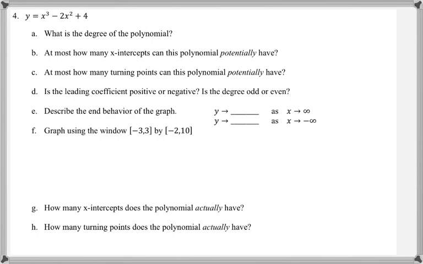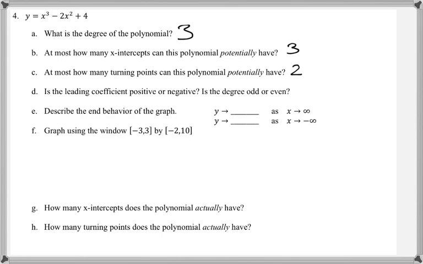Okay, so we're given a function and we're doing basically a complete analysis of the graph and a lot of the behavior of it. First of all, what is the degree of the polynomial? Well, this is degree 3 because that is our highest power. At most, how many x-intercepts can this polynomial potentially have? That would be 3 because it's whatever the degree is. And at most, how many turning points can this have? It is 2 because you take 1 away from that.